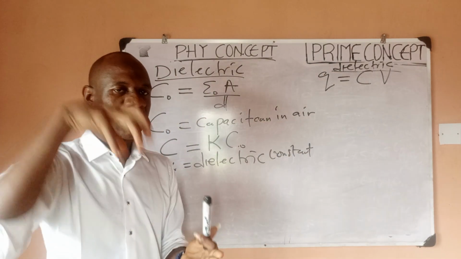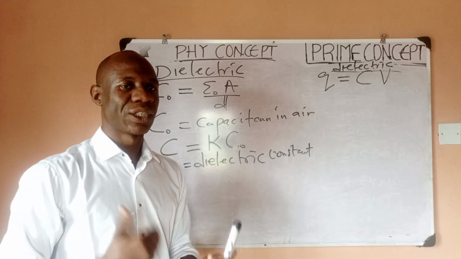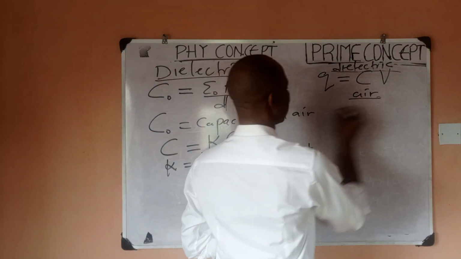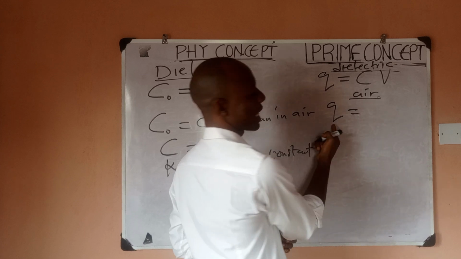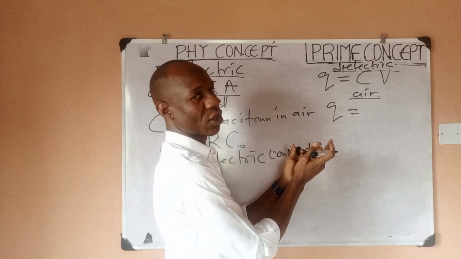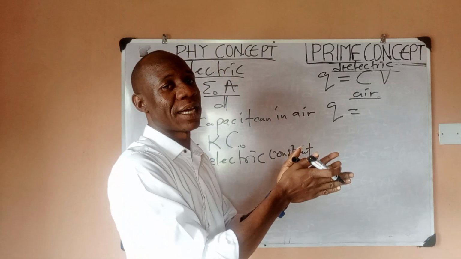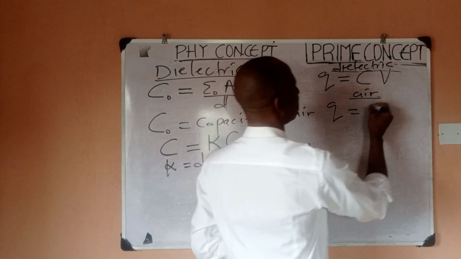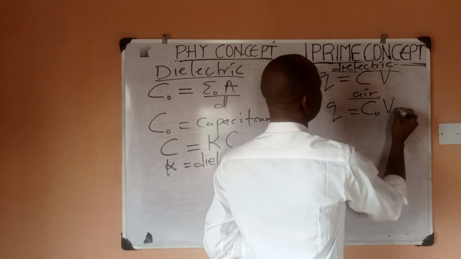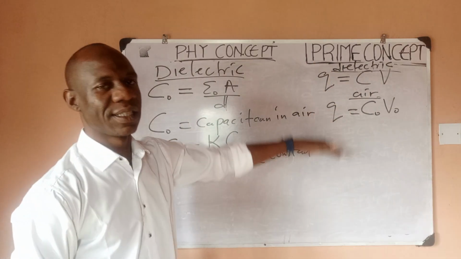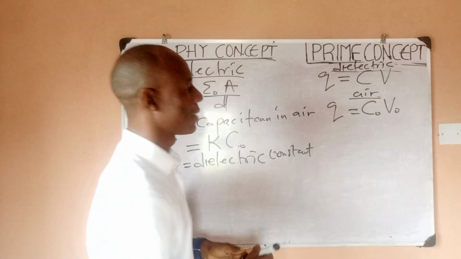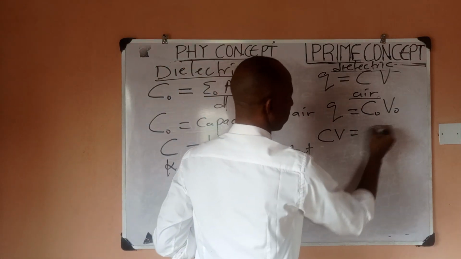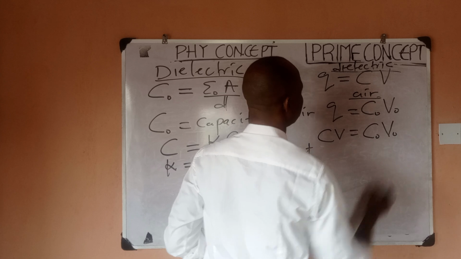And when the medium of separation is air, and the charge is maintained constant, it means that since the charge is kept constant, we insert the dielectric material in such a way that the charge is not lost, right? So Q is going to be C naught V naught. So if I equate these two quantities, I will then have that CV from above equals what now? C naught V naught, right?